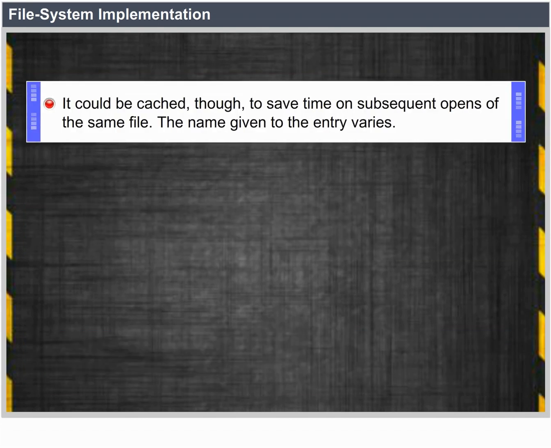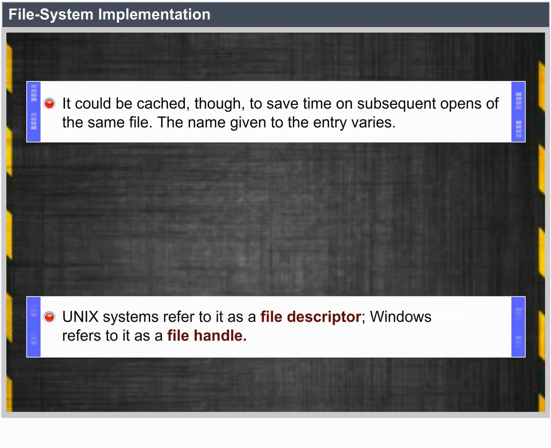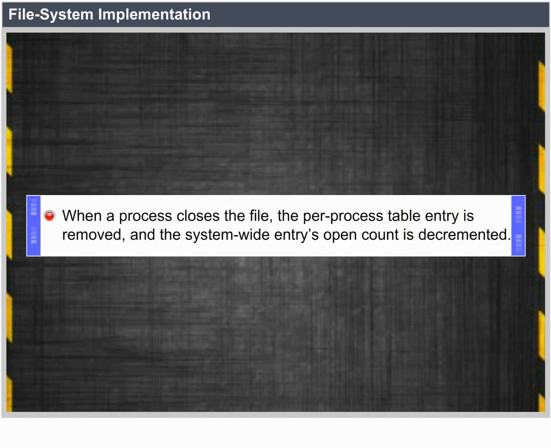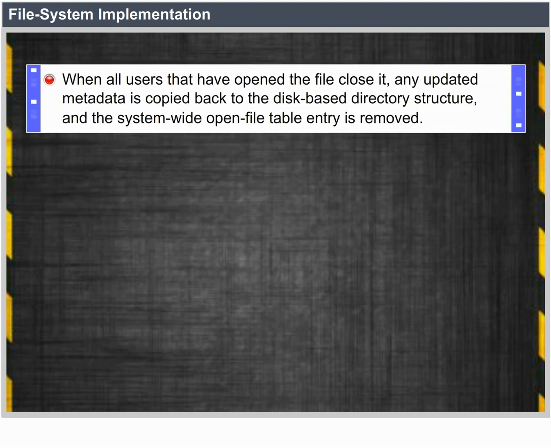The name given to the entry varies. Unix systems refer to it as a file descriptor. Windows refers to it as a file handle. When a process closes the file, the per-process table entry is removed and the system-wide entry's open count is decremented. When all users that have opened the file close it, any updated metadata is copied back to the disk-based directory structure and the system-wide open file table entry is removed.